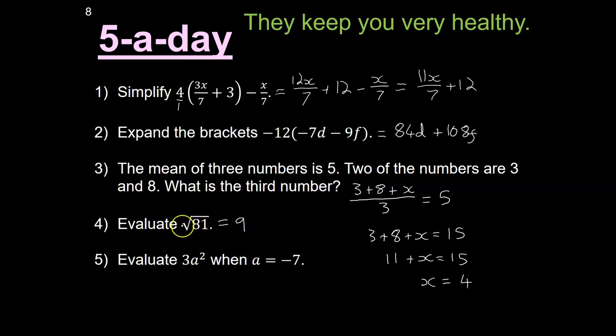The square root of 81 is 9. Now this is the positive square root. If you were thinking about it, you could say you know that negative 9 times negative 9 is also 81.